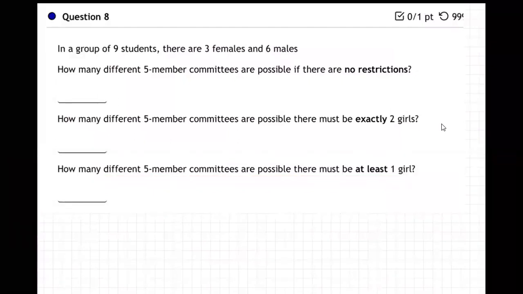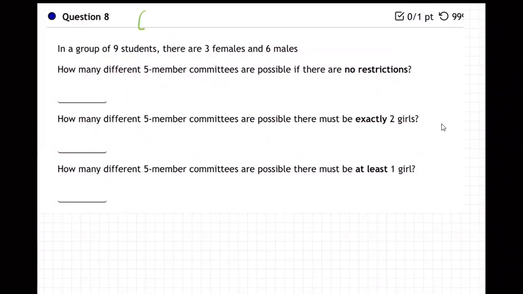All right. Let's do it. This is going to be a challenging question. Okay, so let's think about it for a second. We have a group of 9 students, 3 females, 6 males. We're going to pick how many different 5-member committees are possible if there are no restrictions.